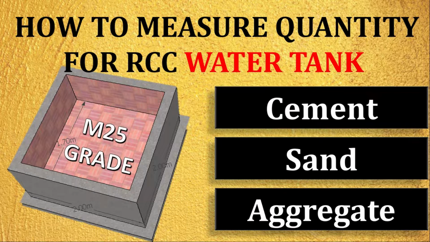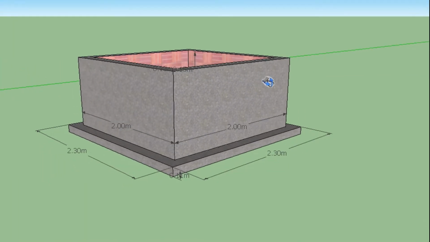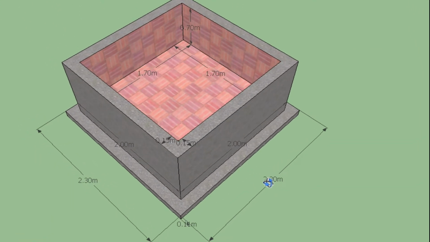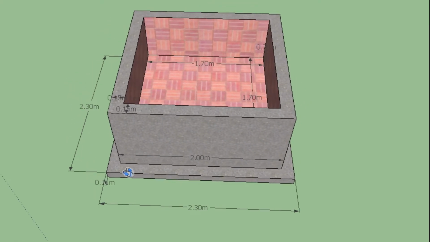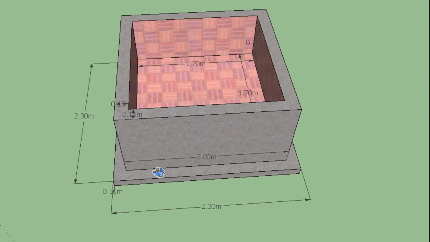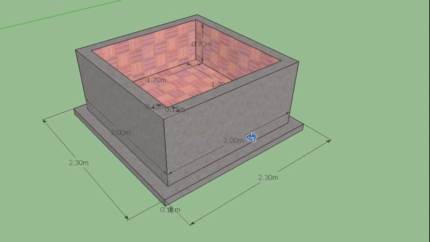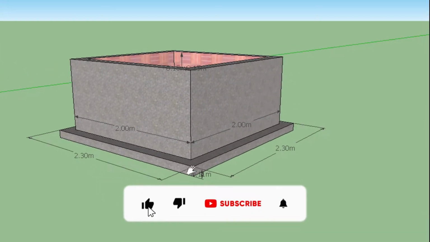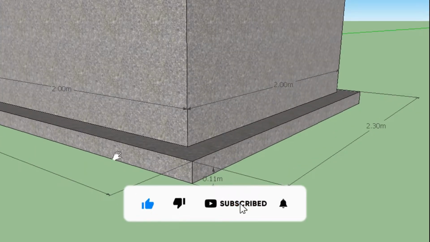In this video we are going to learn how to find out the quantity of cement, sand and aggregate for an RCC tank. As you can see in this video, the slab that we are providing at the base of the tank has dimensions of 2.3 meter by 2.3 meter, and the slab thickness which is provided to us is 11 centimeter.